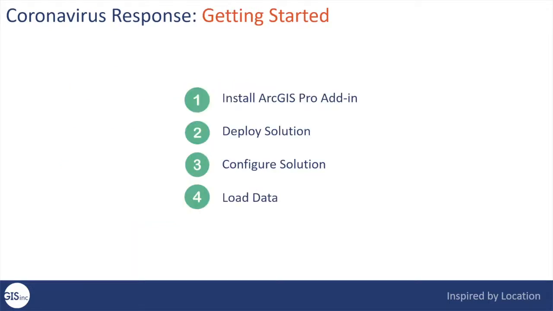So to get started, we're going to walk through 4 steps. We're going to download and install the deployment toolkit for ArcGIS Pro. It's an add-in, and if you don't have that, don't worry, we'll walk through that. But if you already have that, you can skip this section. Then we're going to deploy the new coronavirus response solution using the deployment method as part of that add-in. We're going to configure the solution. We're going to load some data, and then we're going to test it out. We're going to open up the survey. We're going to put in some sample case data, and then we're going to validate that the dashboard is working.